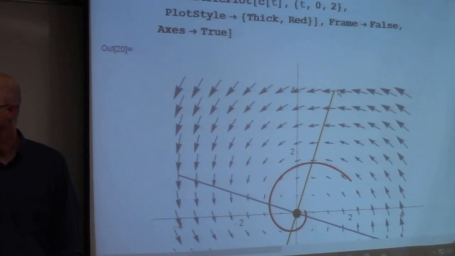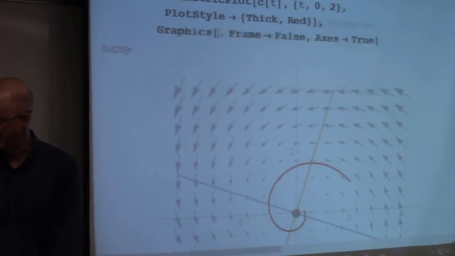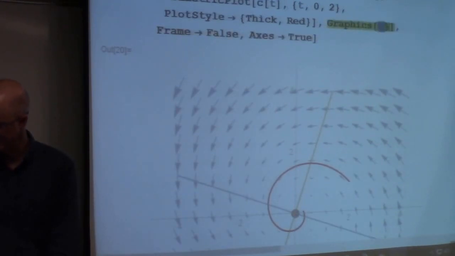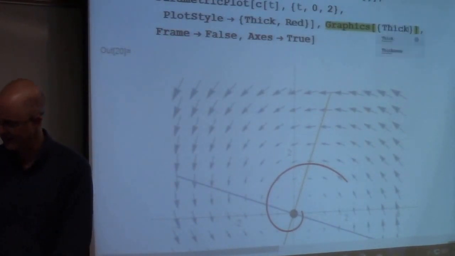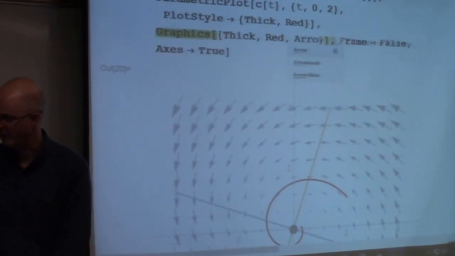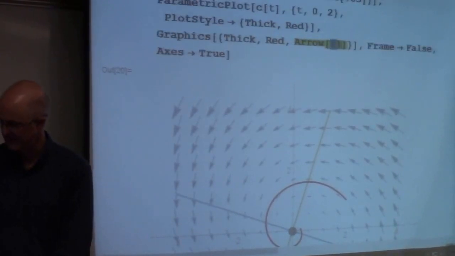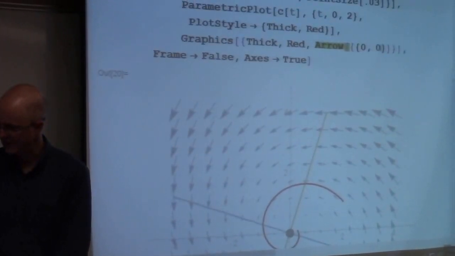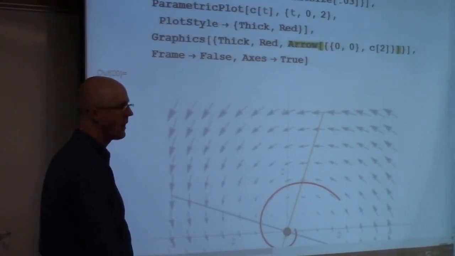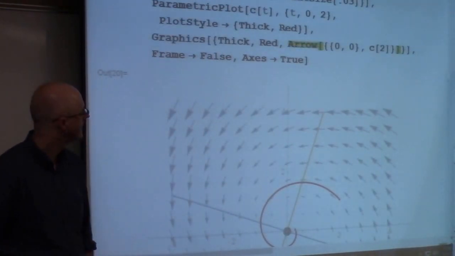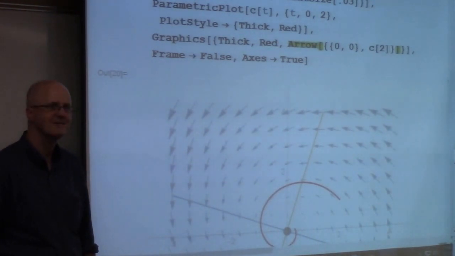And then let's put the vectors in here now. Graphics is the framework command for this. There's the basic syntax, and you put stuff inside the curly braces, like thick, red, arrow for the position vector. It starts at the origin and goes out to C of 2. Time 2 I'm talking about here. Got the picture in there?